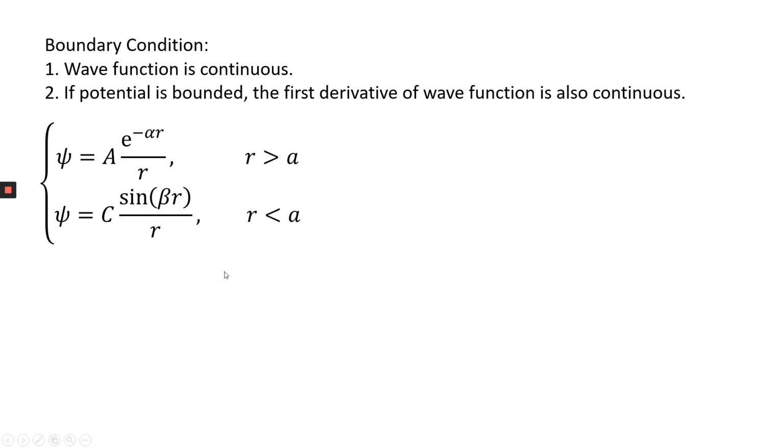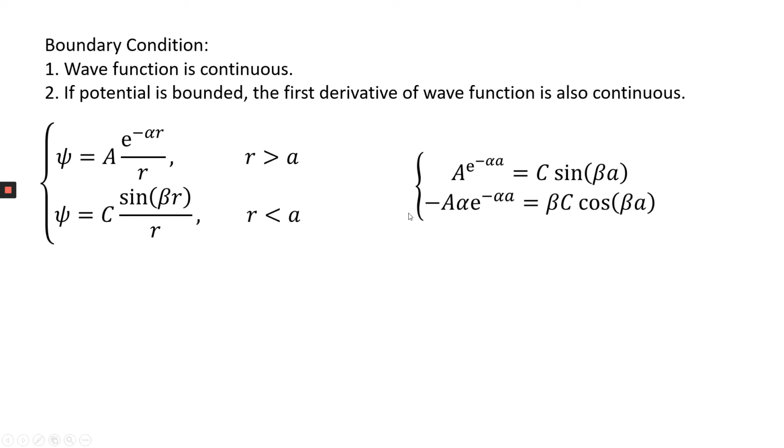What else we can do is use other boundary conditions that we haven't used, which are that the wave function has to be continuous, and if the potential is bounded, the first derivative of the wave function is also continuous. These two conditions are both satisfied in our case. So let's use them to get these two equations. And we divide these two equations to get negative alpha equals beta times cotangent beta a.